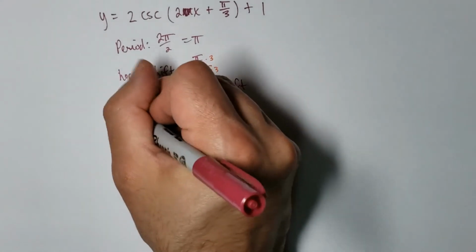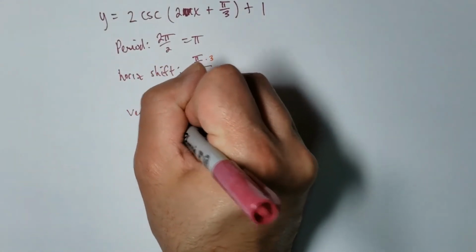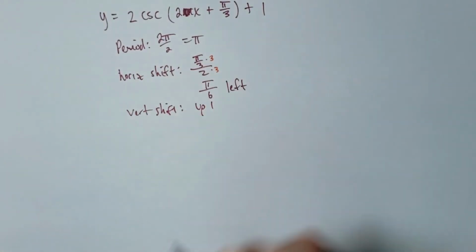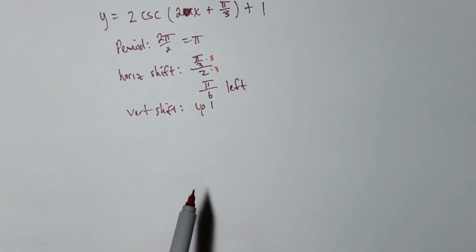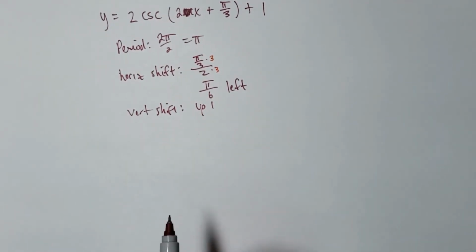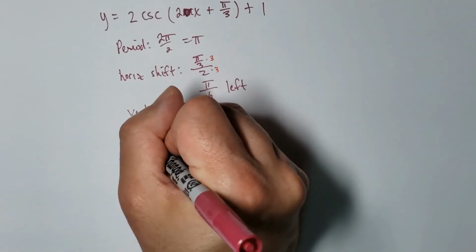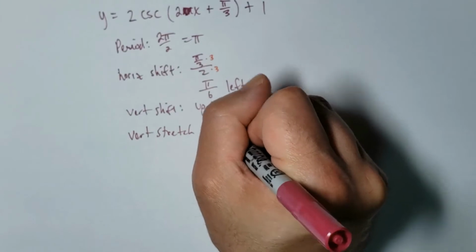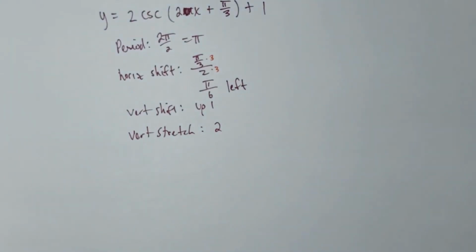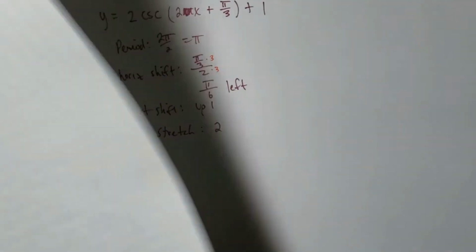What else? We have a vertical shift, which is up 1. So when I think about where sine is going to be, the midline would be y equals 1, but we call that a vertical shift of 1. And then there's also a vertical stretch. That is by 2. Okay, so I do not have a set of axes prepared, so I'll throw that in here real quick.